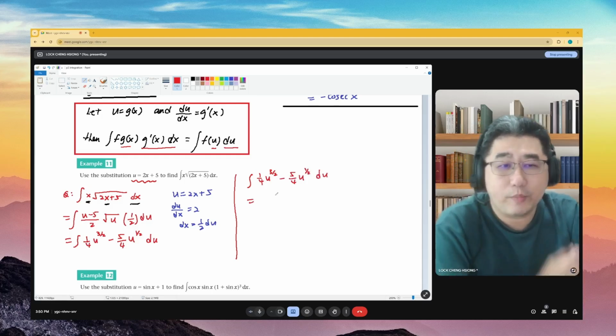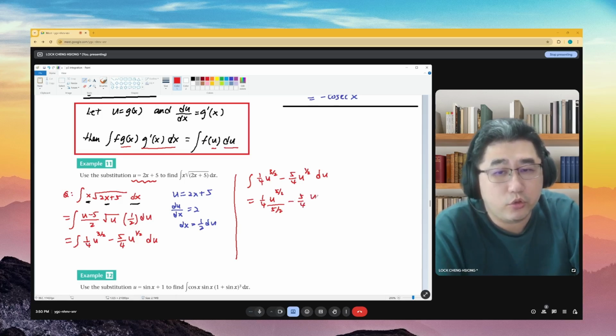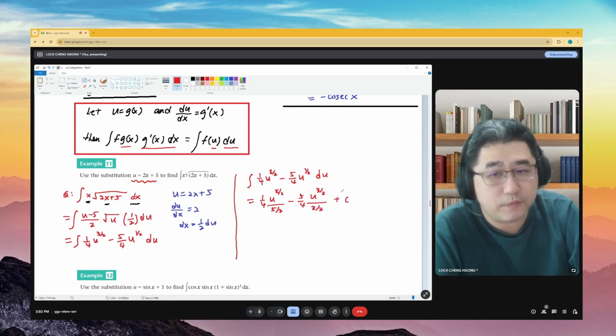Now I do my integration. 1 over 4 u power of 5 over 2 over 5 over 2, minus 5 over 4 u power of 3 over 2 over 3 over 2, plus c. Then we simplify. I have 1 over 10 u power of 5 over 2, and I will have 5 over 6 of u power 3 over 2, plus c.